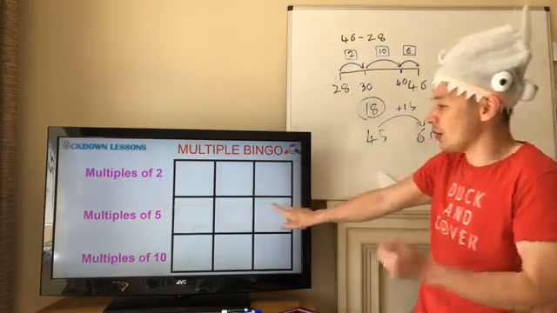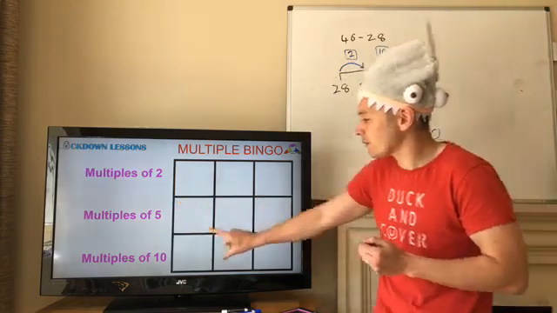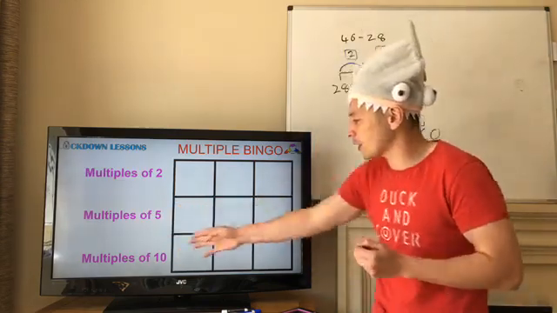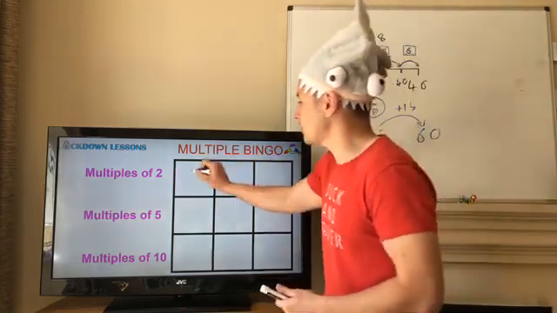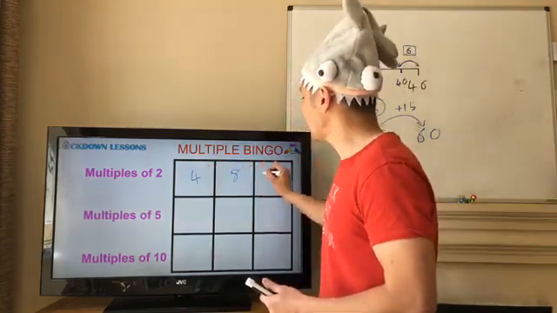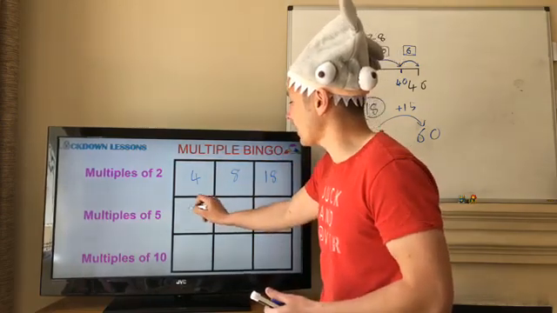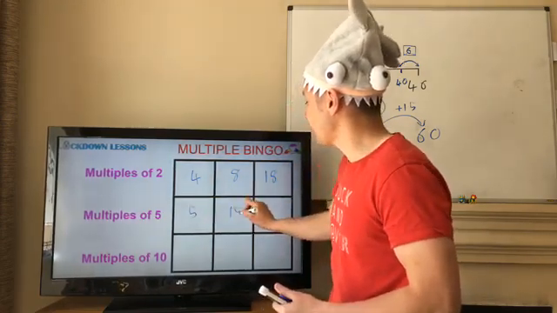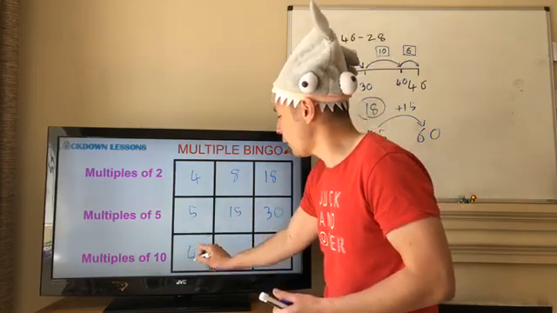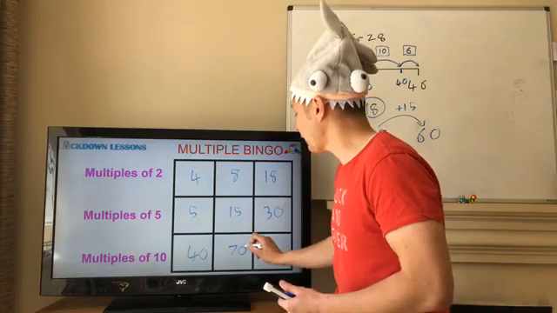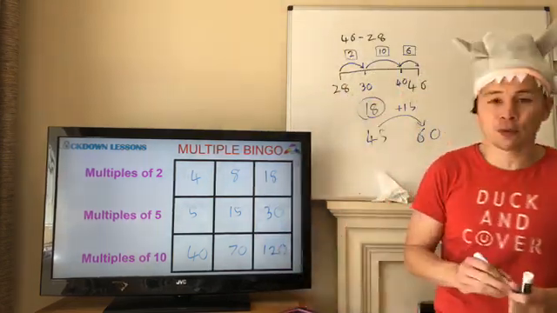On the second row, multiples of 5. The first 12 multiples of 5. Any of those 3 you want. And then the bottom one, multiples of 10. So I could choose for this one, I could choose 4, 8 and 18. I could use multiples of 5. I might go with 5, 15, 30. Multiples of 10, I might go for 40, 70, 120. So you can choose any multiples you want.